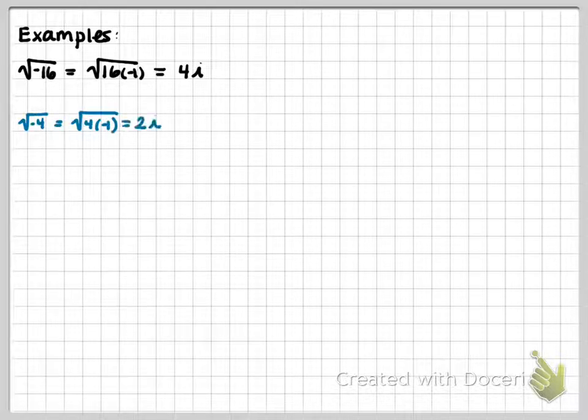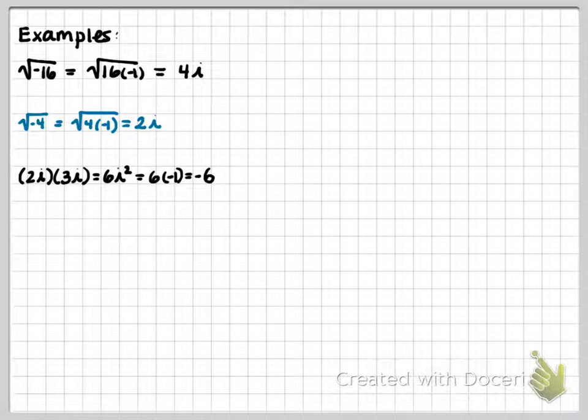Let's look at another example. The square root of -4, I split it up into the square root of 4 times -1. The square root of 4 is 2, and the square root of -1 is i. Now I can also go the other way. Remember we said i squared is equal to -1.